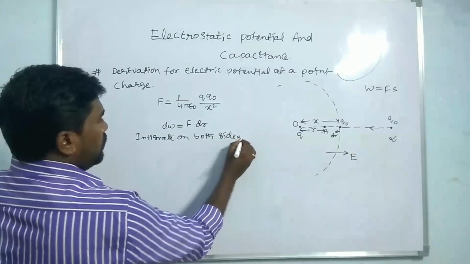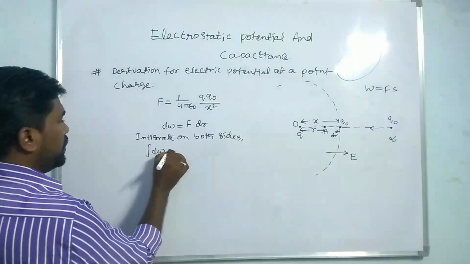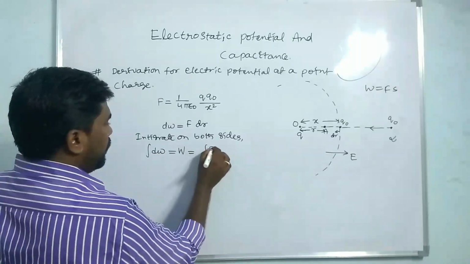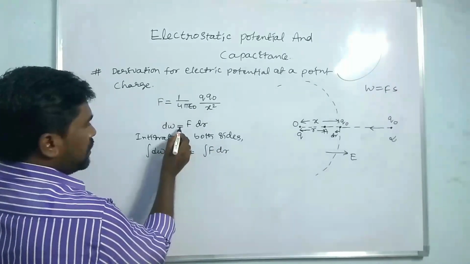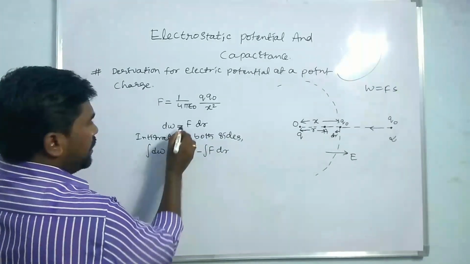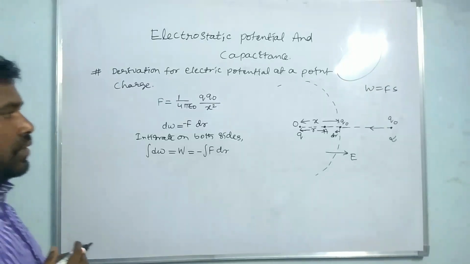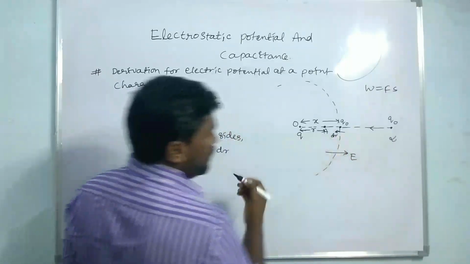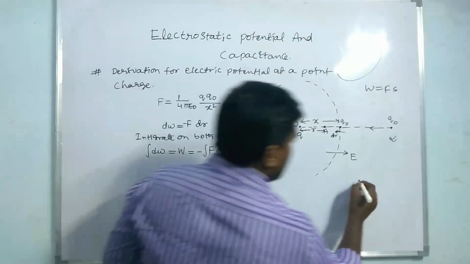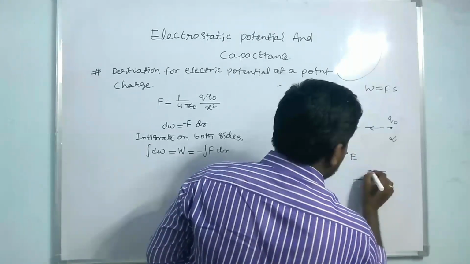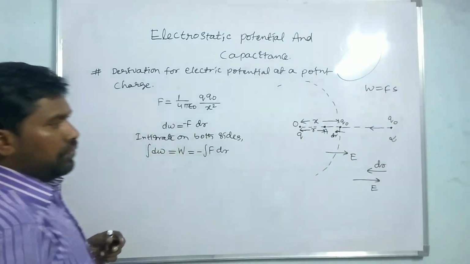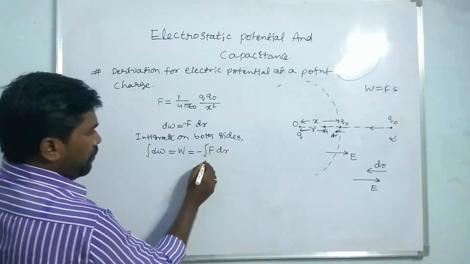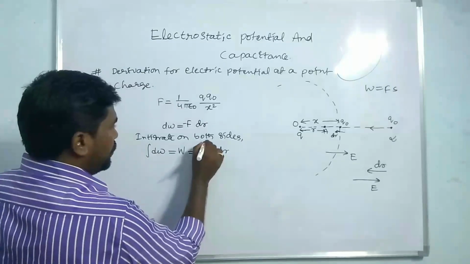Therefore, the integral of dW equals capital W, which equals the integral of F into dr. Here the work done should be negative in nature, because the force is opposite to the displacement of the charge: this is the intensity of the electric field and this is dr. So the work done is negative: minus F into dr, from infinity to R.